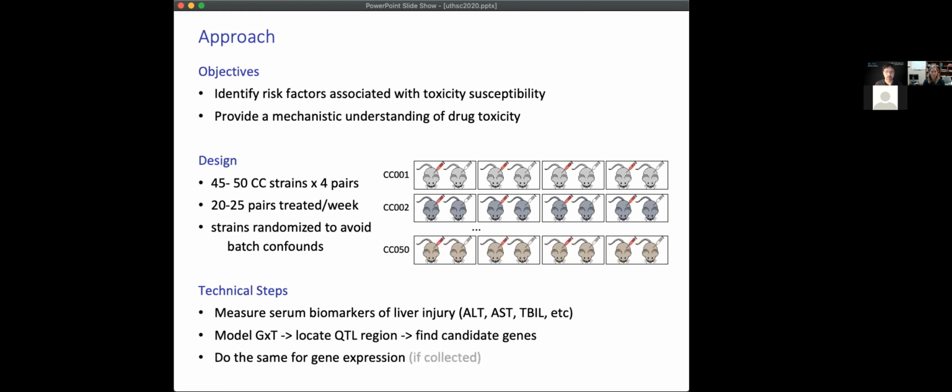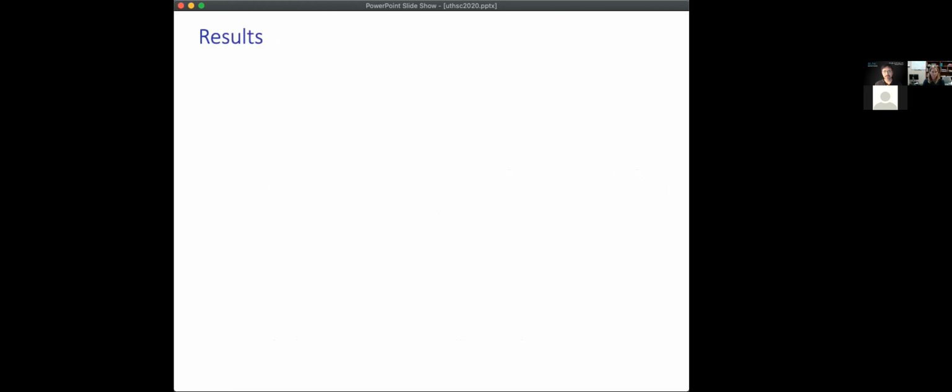And so we measured various biomarkers of liver injury and used those to do QTL mapping. We also did the same for gene expression in 2 of the studies. I'm going to talk a little bit about the results, but I'm not going to really do a deep dive into them, because there's something else about this that I want to talk about.